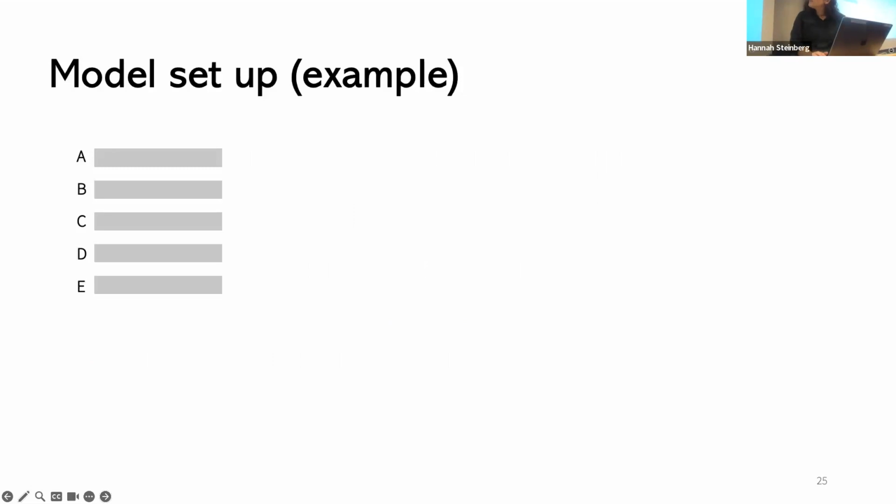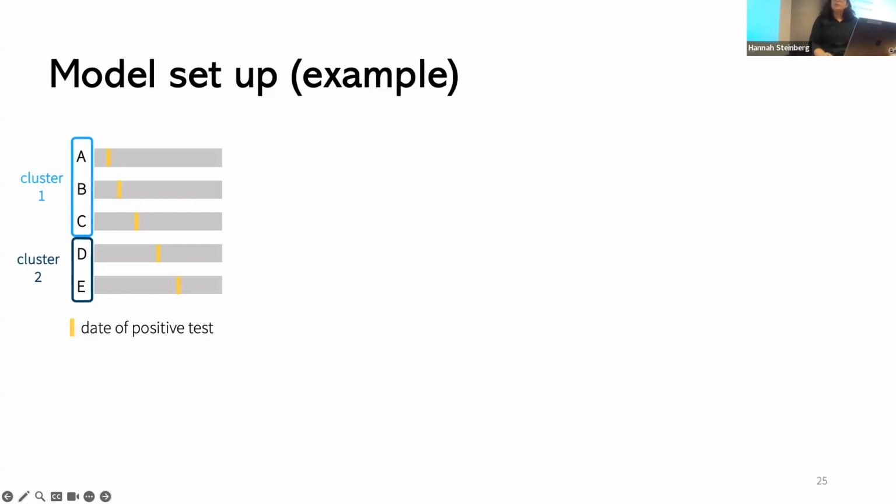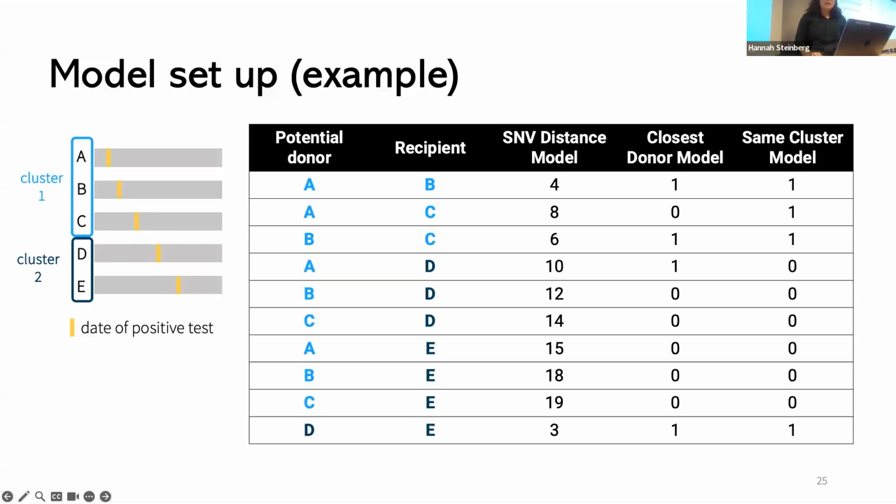And to be able to visualize more what's happening in these models, here's an example of 5 individuals in a facility: A, B, C, D, and E. They are all infected with CRKP sequentially in this order. Whole genome sequencing cluster analysis shows us that A, B, and C are clustered into one group and D and E are clustered into another. And then this is what our outcome data is going to look like.